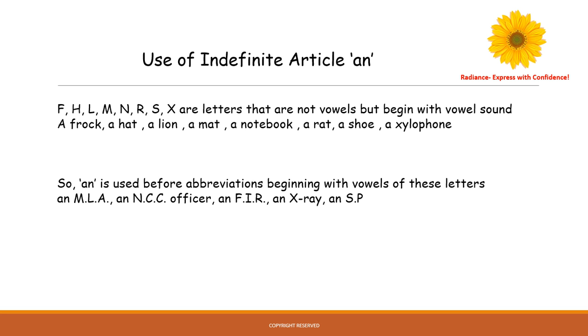Now see, X-ray is also an abbreviation. So when I say xylophone, that time the sound is of a consonant, beginning with a consonant sound. But when I say X-ray, it sounds like EX. So we use an before it. Similar is the case with SP also, an SP. When I say SP, it sounds like it begins with a sound of E and then S. So we use an before this.